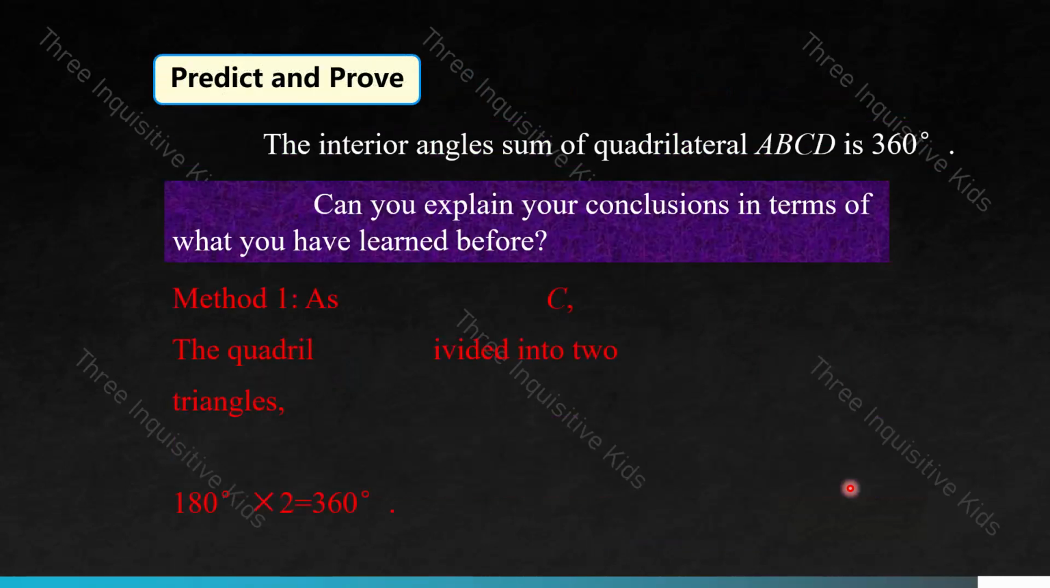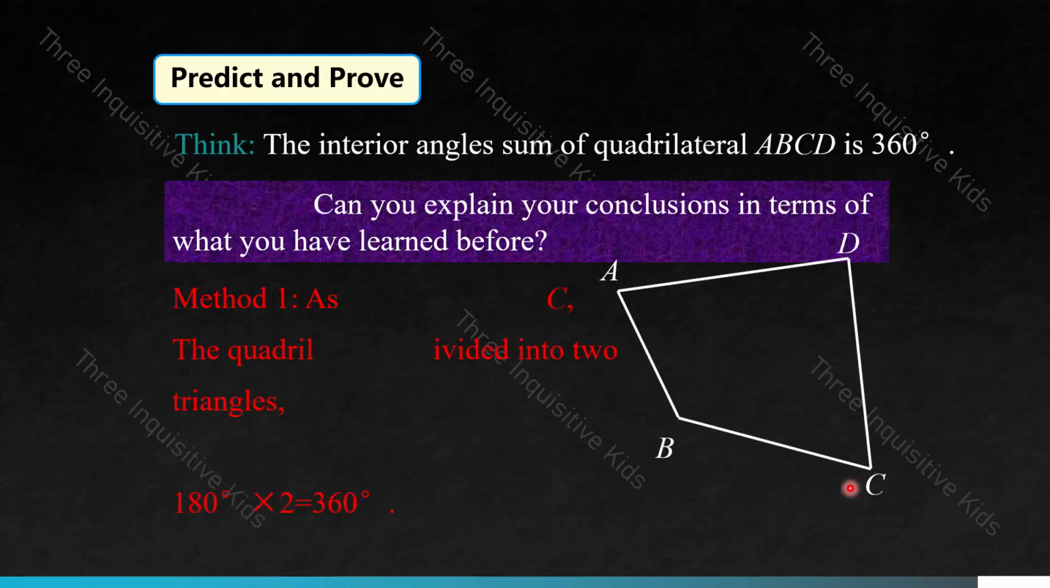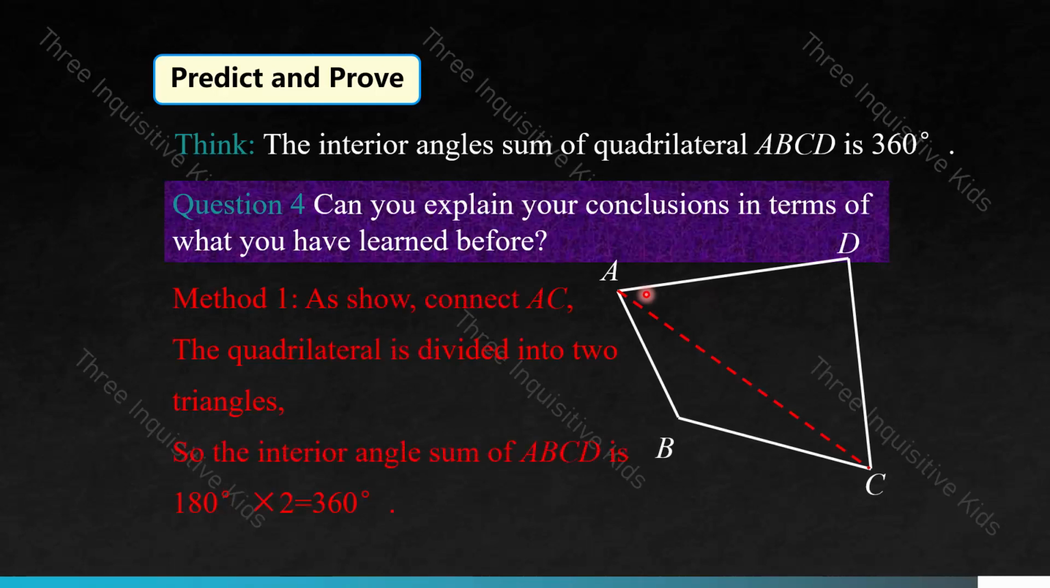Predict and prove. The interior angle sum of quadrilateral ABCD is 360 degrees. So here is our quadrilateral ABCD, and we're going to go over this problem together. Can you explain your conclusions in terms of what you have learned before? Here is our first method. As shown, we can connect AC. The quadrilateral will then be divided into 2 triangles. So the interior angle sum of ABCD will be 180 degrees times 2, which is 360 degrees.